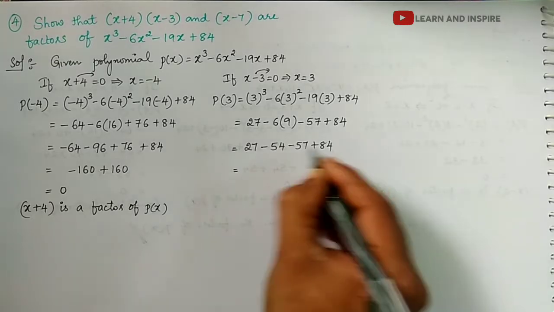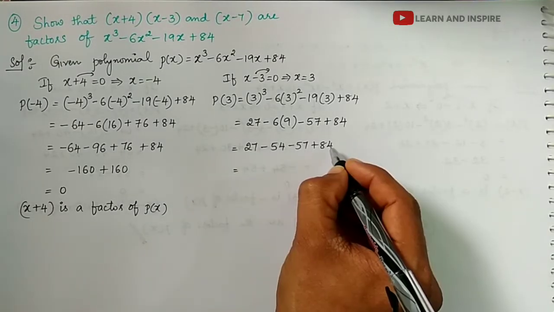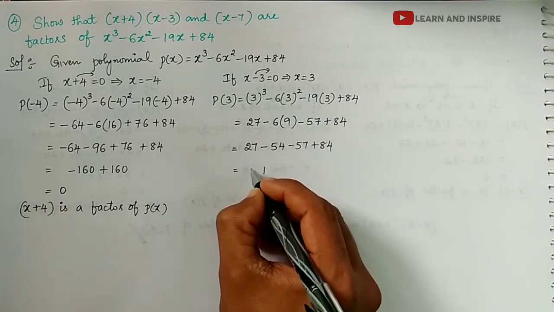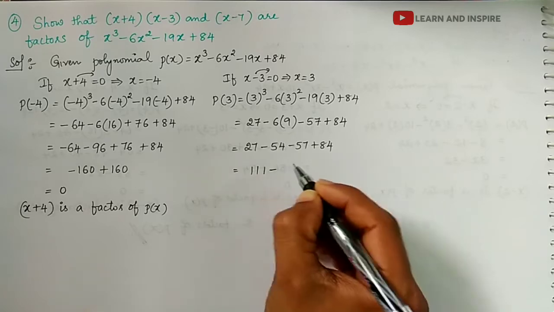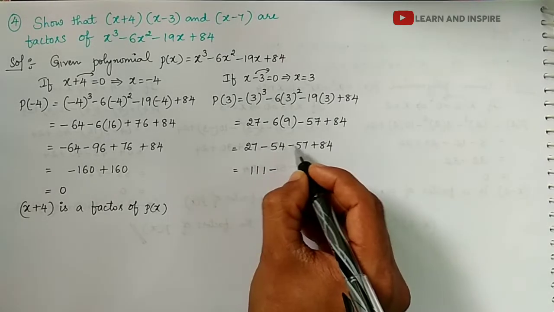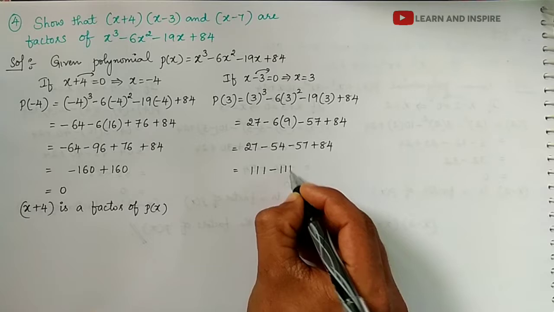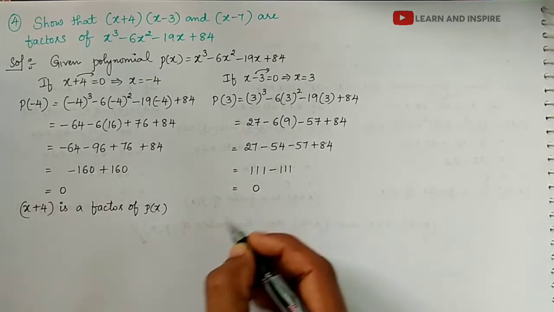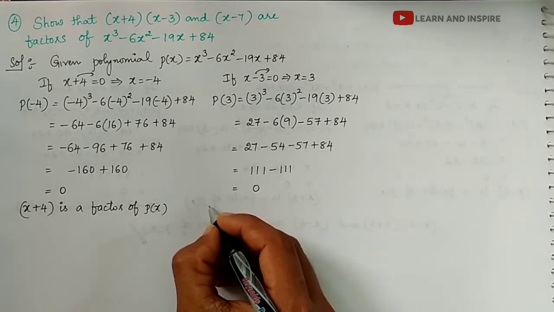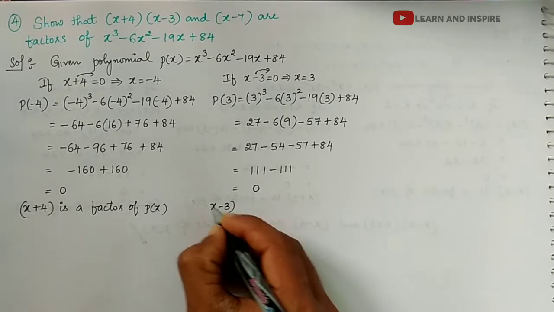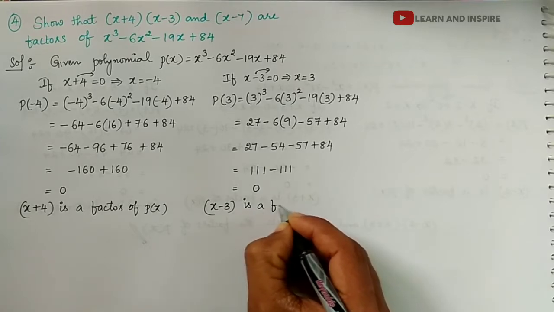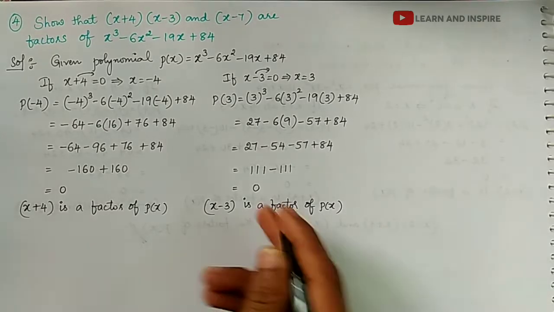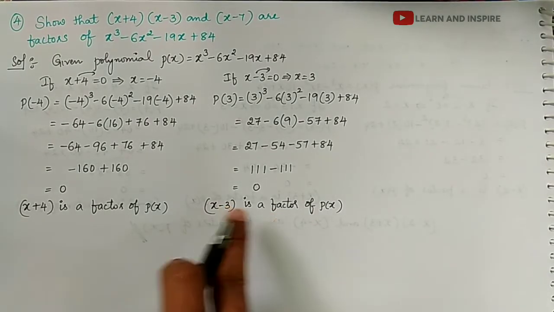So here I add first positive values, that is 27 and 84. 4 plus 7 is 11. 1 remains. 8 plus 2 is 10. 10 plus 1 is 11. Minus. So add this, minus 54 minus 57 is minus 111. So as you can see 111 minus 111 is 0. So here the remainder is 0. So we can write this as x minus 3 is a factor of p of x, because remainder is 0, so we can say x minus 3 is a factor of p of x.